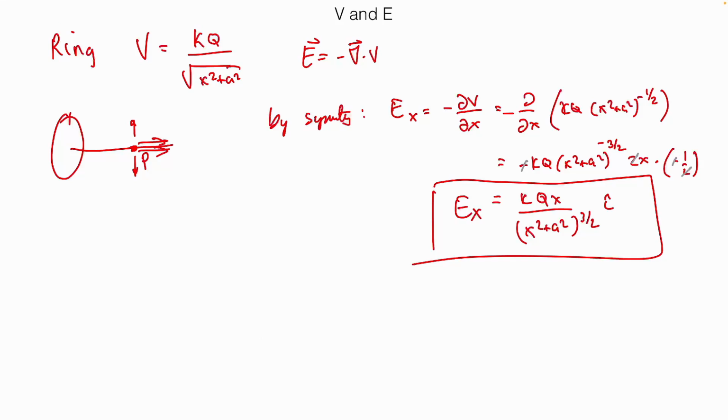Wipes it out. What happens when we do the partial with respect to z? Are there any z's in there? No. So what's it going to be?